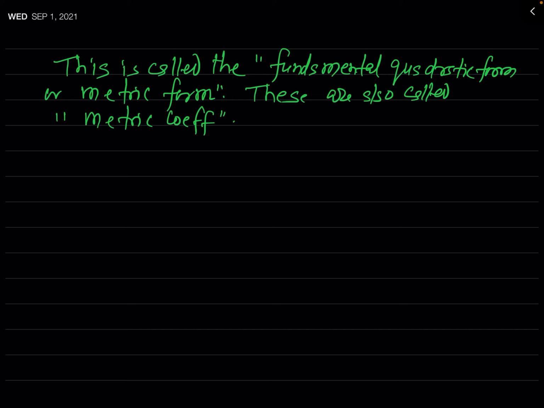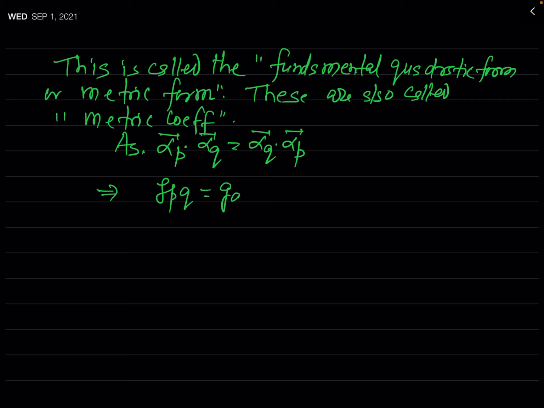Now, as we know that alpha p dot alpha q is equal to alpha q dot alpha p, because a scalar product of two vectors is actually commutative. So this implies that g_pq is equal to g_qp. And if g_pq is equal to g_qp, it means these metric coefficients are symmetric. So this implies that these quantities are symmetric.